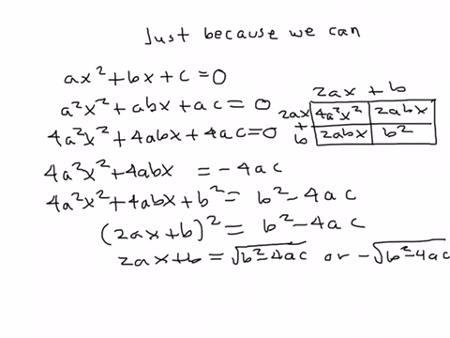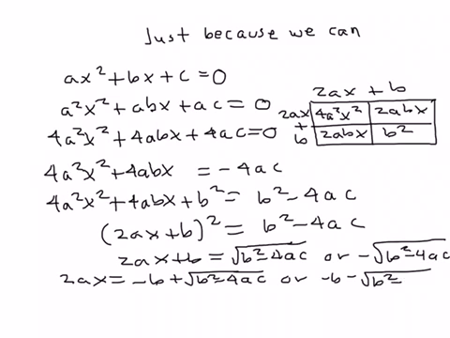Okay, let's keep on going, and I'm going to shift everything over to the left a little bit here. So I've got 2ax plus b equals that stuff, so I'm going to subtract b from everything. So I get 2ax equals negative b plus the square root of b squared minus 4ac, or negative b minus the square root of b squared minus 4ac. And then finally, I am going to divide everything by 2a.